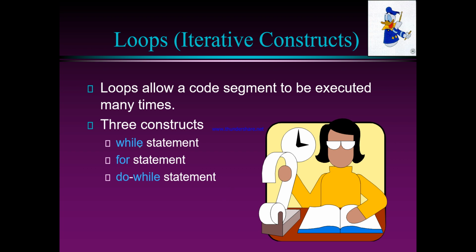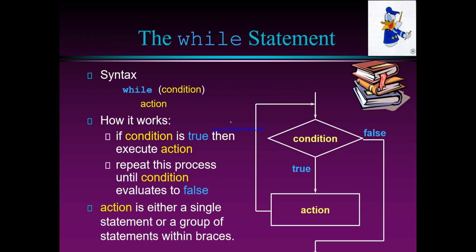We have three constructs here: while loop, for loop, and do while loop. In this lecture we are going to learn about the while statement, the while construct. Let's see some examples and the syntax of the while statement in our next slides. The while statement has a syntax defined by C++ and also defined in any other programming language where while is supported. In C++ you have to write while, W-H-I-L-E, which is a reserved keyword.